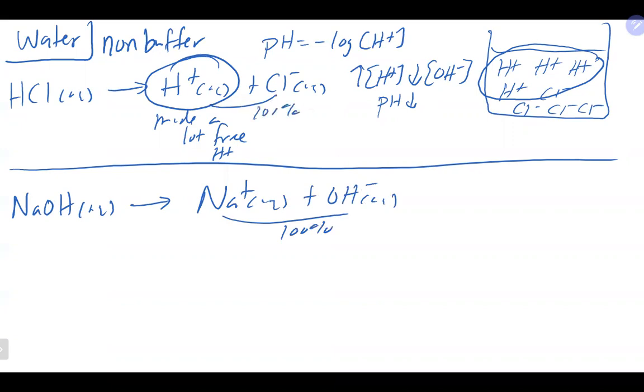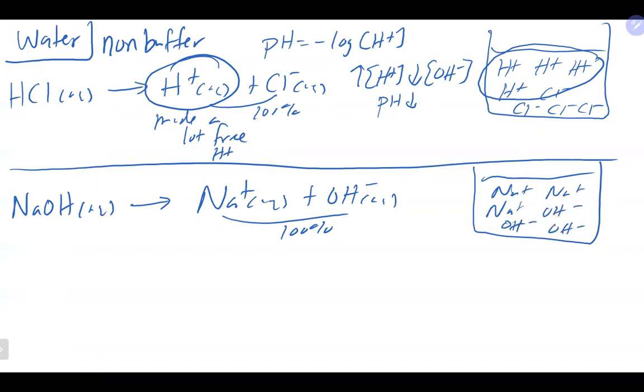We have none of those guys together. So if we draw a little picture, we got a lot of sodium ions, but more importantly, we have a lot of hydroxide ions that have now been freely floating around in the solution. So once again, as the hydroxide concentration increases, the H plus concentration will decrease. And what we will see is the pH will actually jump up higher because there's a lot more OH minus in the solution in this case.